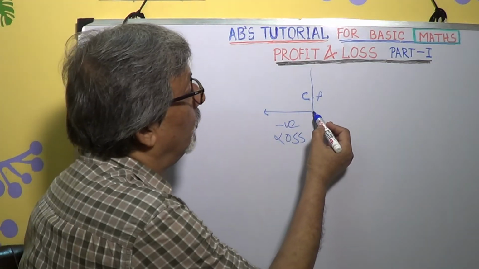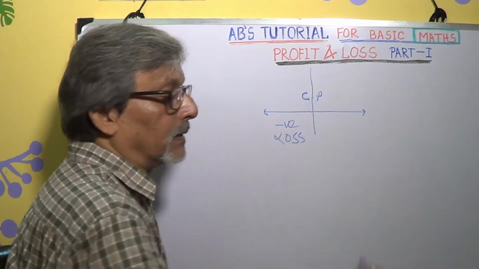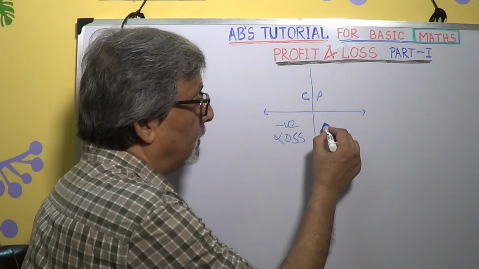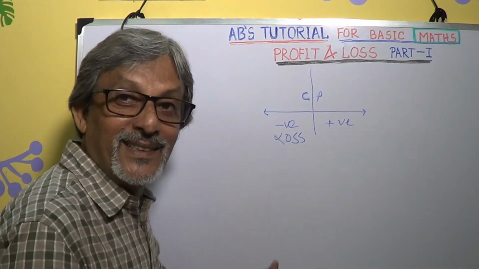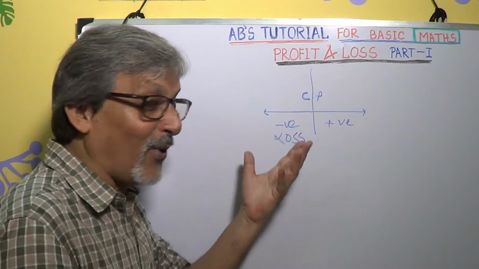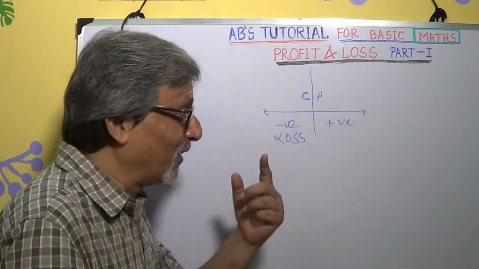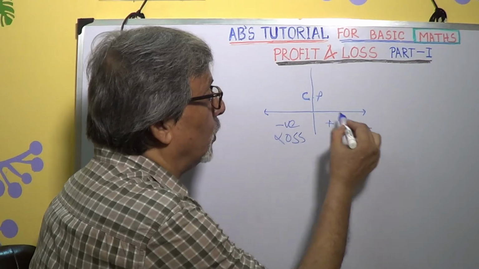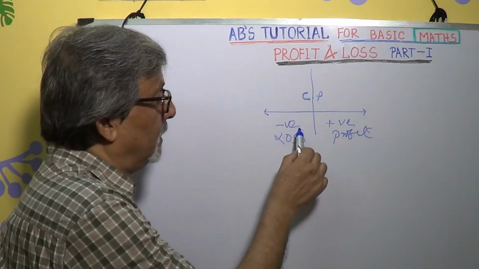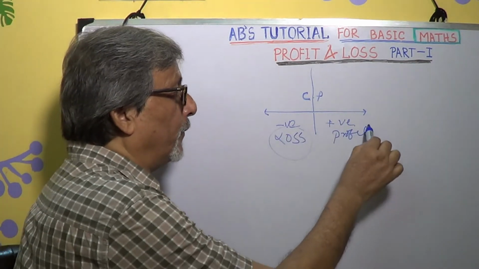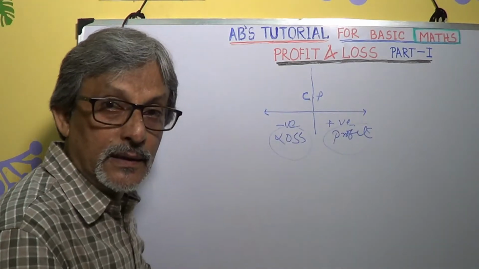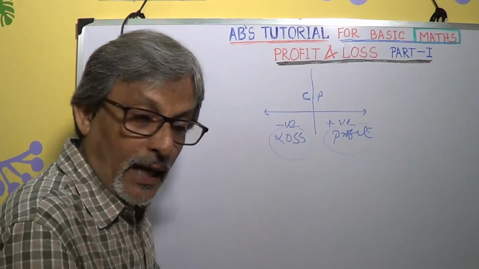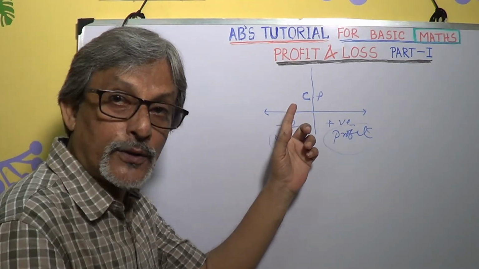And if I move in this side, the right side, so this is our positive side. This means positive means we are gaining something. So this is our profit. Okay, so whatever it is, a loss or profit, all these things are measured as a percentage of cost price, as a percentage on cost price.